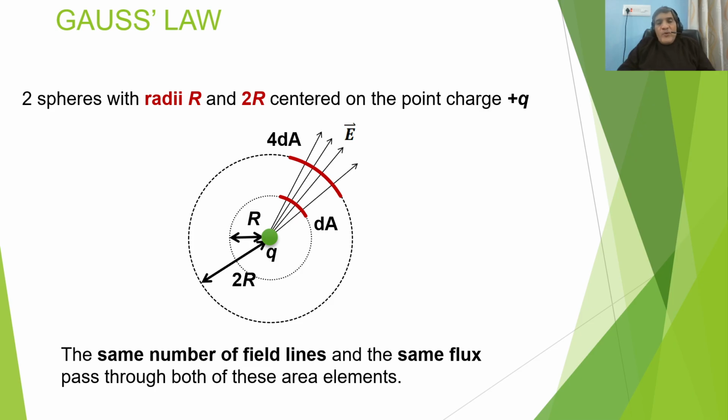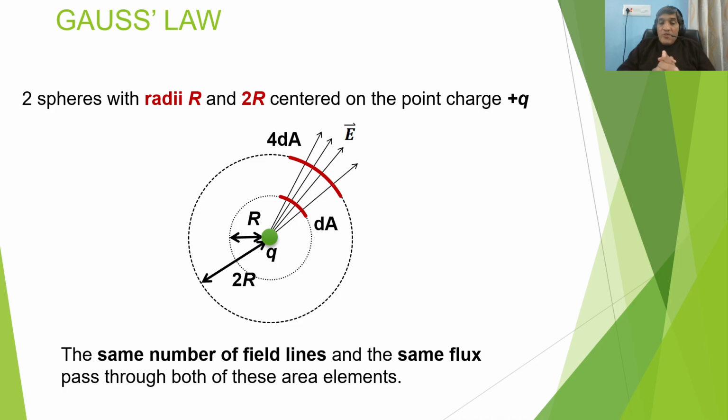So we have two spheres of radius r and 2r centered on the point charge plus q, which is shown by the green dot. The same number of field lines pass through both, so the flux is the same for both the circles, as already shown in the previous question. The flux depends only and only on the charge enclosed by the particular surface.